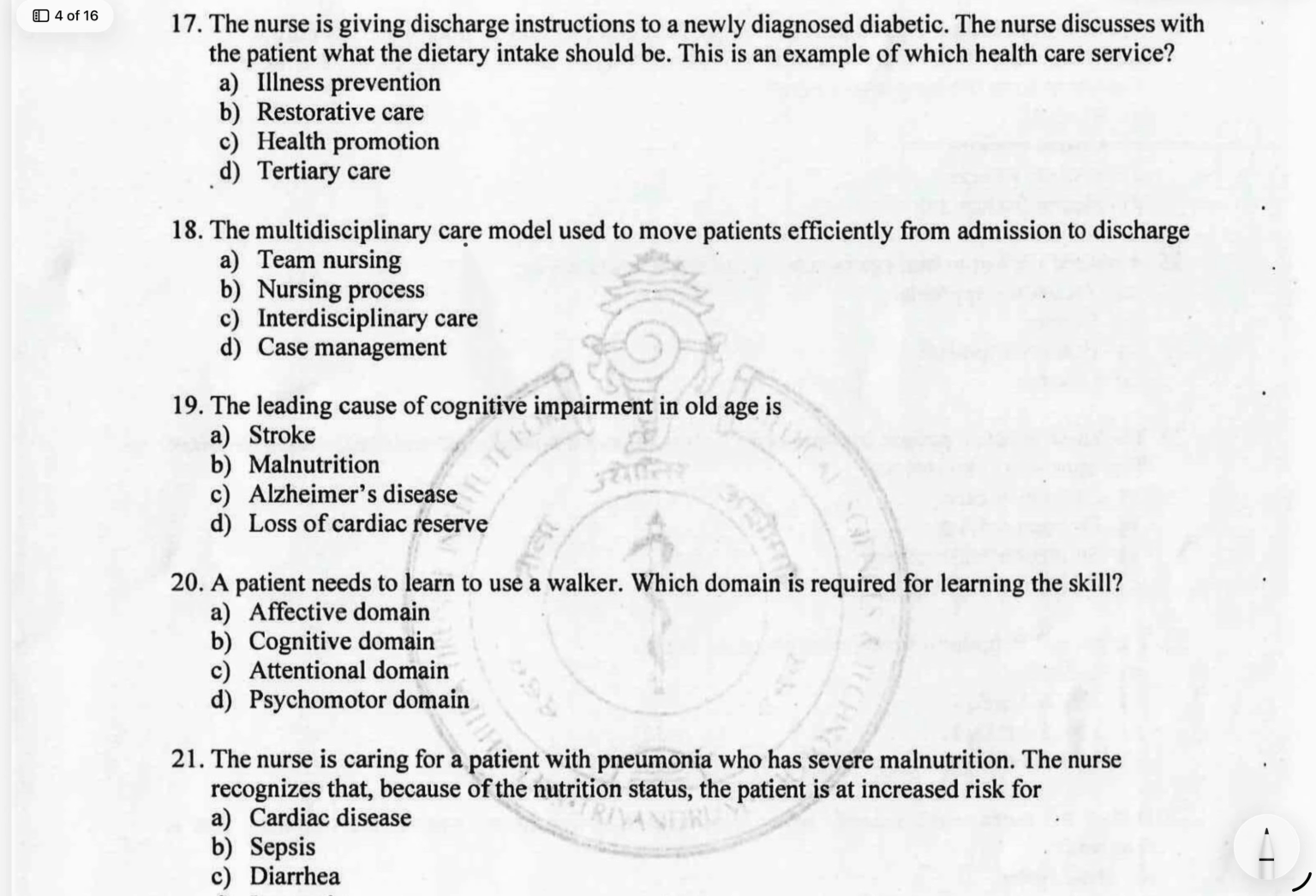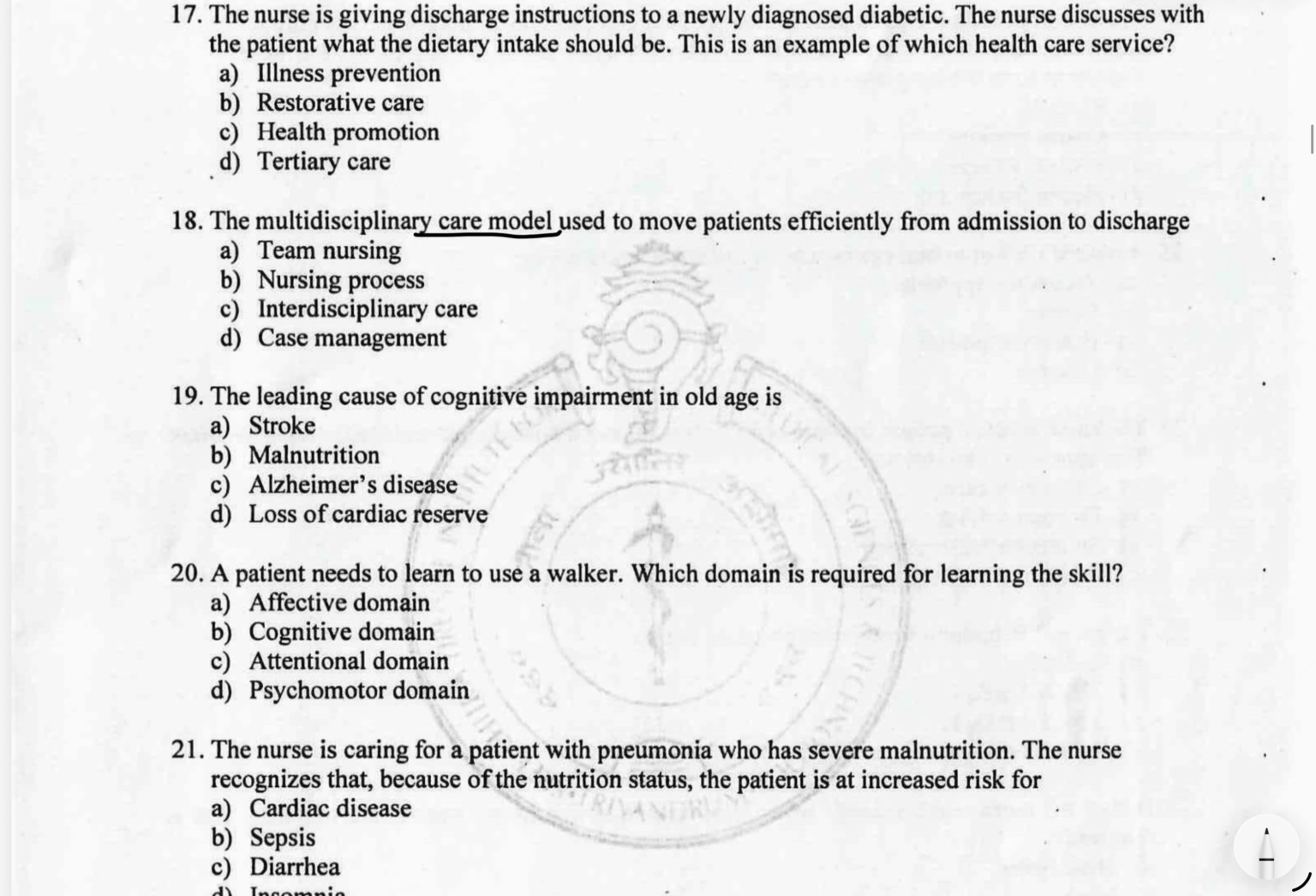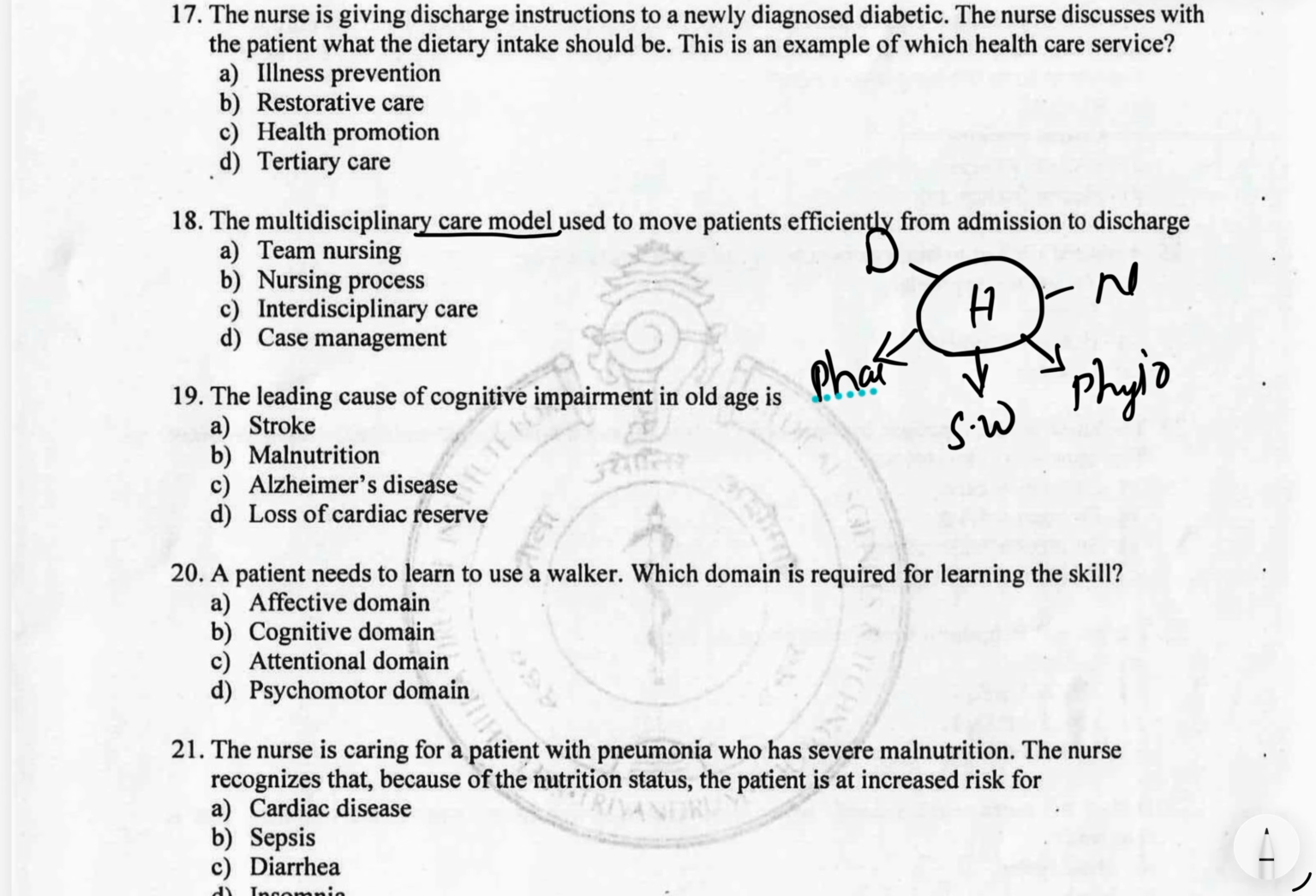Next question, the multidisciplinary care model used to move patients effectively from admission to discharge. So, what is a multidisciplinary care model? Multidisciplinary means in a hospital, there are different groups like nurses, the doctors, the pharmacy, the social worker, the physiotherapist, and who else can be there? Housekeeping is there. Okay, all these different responsible persons come together to treat one single patient. This is called a multidisciplinary team.